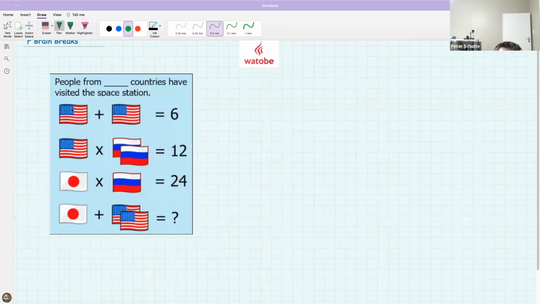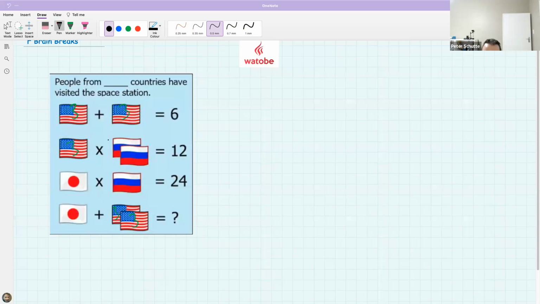Conke has said 3 plus 3 is 6. And so an American flag is worth 3, which I agree with. Now, I think this is a Russian flag. Now there's 2 of them. So what does each Russian flag have to be?